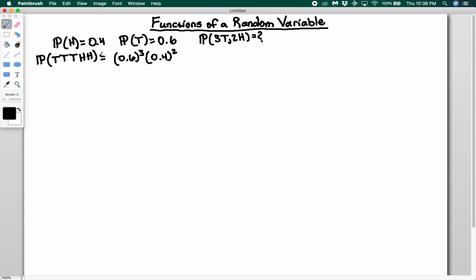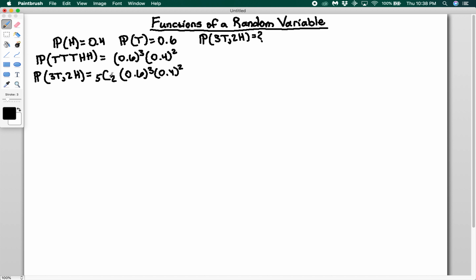But we know that there's a bunch of ways we could arrange this, because we don't have to draw the 3 tails first. So how many ways are there that we could arrange this? Well, we have 5 slots, and we want to choose any 2 of the slots to be heads. So if we want the probability of 3 tails and 2 heads, then it's simply going to be 5 choose 2 times 0.6 cubed, 0.4 squared.